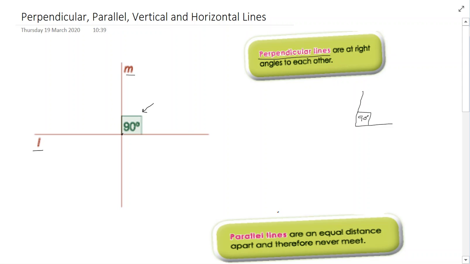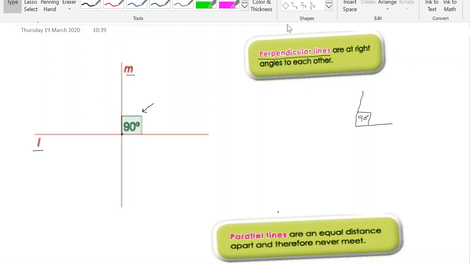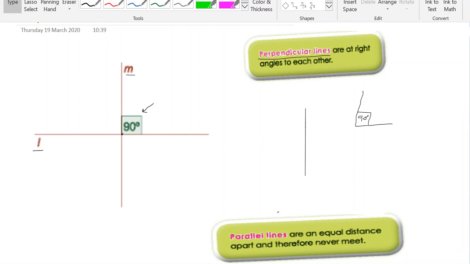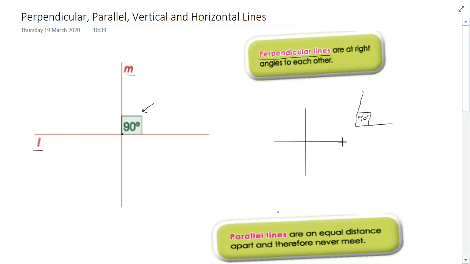And again, remember, you'll always have this little box. Sometimes you might just see it written. Let's use the draw tools so we get the lines a bit better. If I draw a line here like this, and then draw another line that intersects it like this, we have two lines, and these lines are perpendicular to each other, just like this.